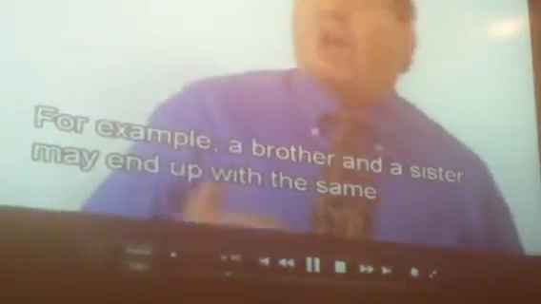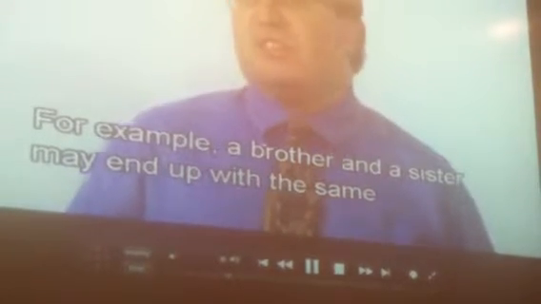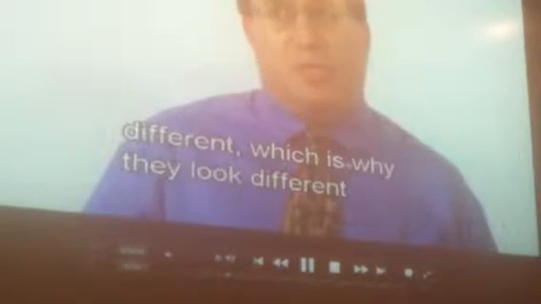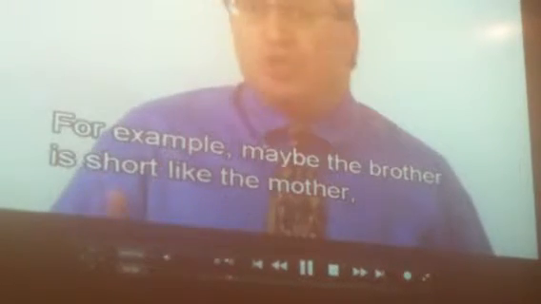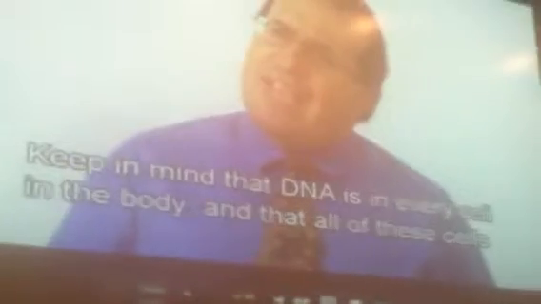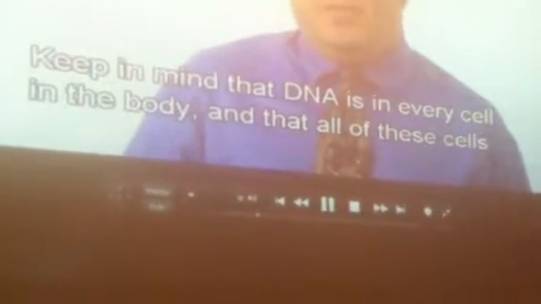For example, a brother and a sister may end up with the same color of eyes and hair. However, other genetic information received from the parents will be different, which is why they look different. For example, maybe the brother is short, like the mother, and the sister is tall, like the father. Keep in mind that DNA is in every cell in the body, and that all of these cells contain the same genetic information.